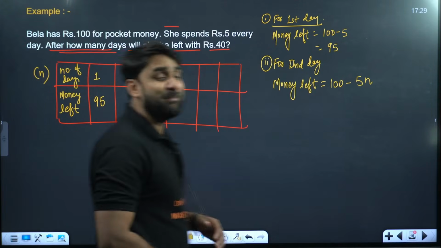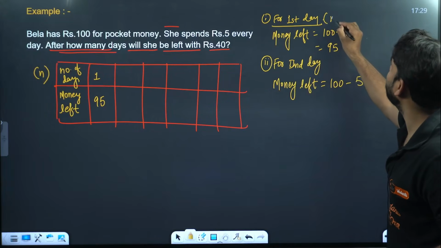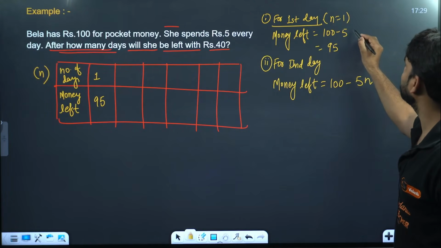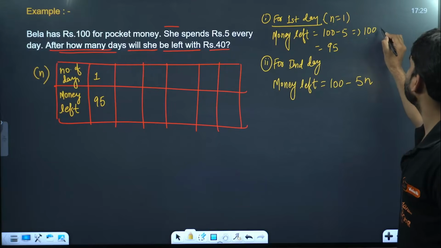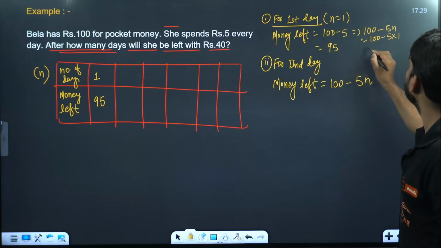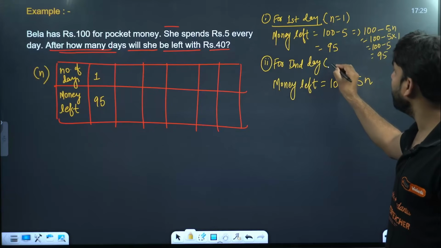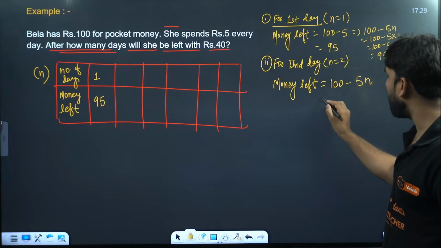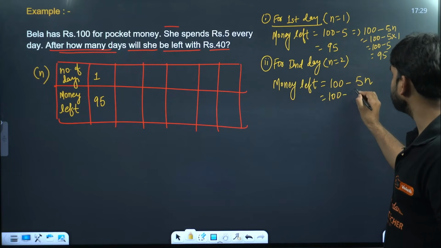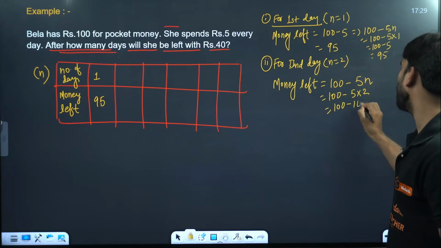So my dear champion, on first day n is 1, so we have used this formula, 100 minus 5n. So 100 minus 5n means what? 100 minus 5 into 1, and that was 100 minus 5, and that's why we got 95 here. And on second day n will be 2. So how much money she has now? This minus 5 into 2, so this is 100 minus 10, and this is common sense also.